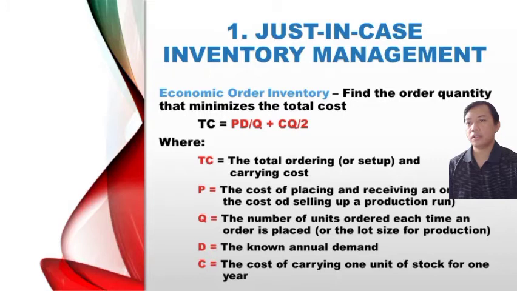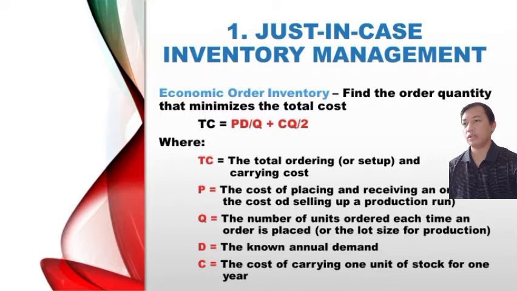Economic order quantity is an inventory management technique that helps make efficient inventory management decisions. It refers to the optimal amount of inventory a company should purchase in order to meet its demand while minimizing its holding and storage costs. So, economic order quantity finds the order quantity that minimizes the total cost.